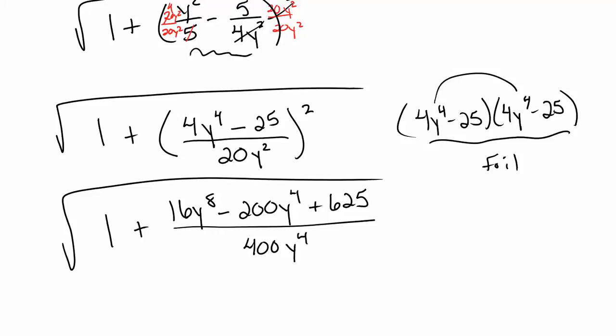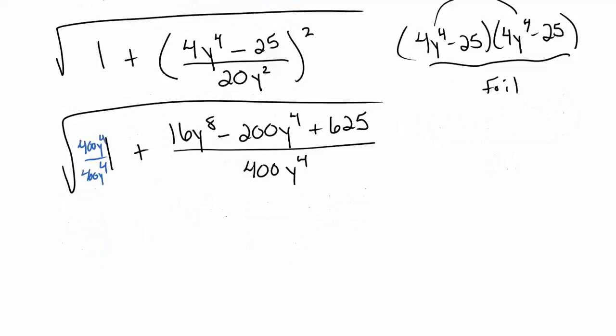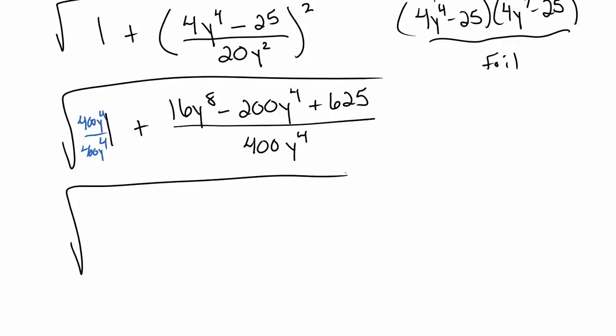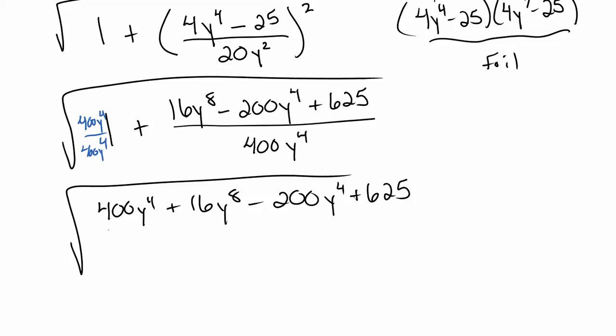And now you have to repeat this process of getting the common denominator. So you're going to want to get a common denominator here, so we'll multiply this by 400y to the 4th over 400y to the 4th, just thinking of 1 in the form of 400y to the 4th over 400y to the 4th. So this is the square root of 400y to the 4th plus 16y to the 8th minus 200y to the 4th plus 625, all divided by 400y to the 4th.